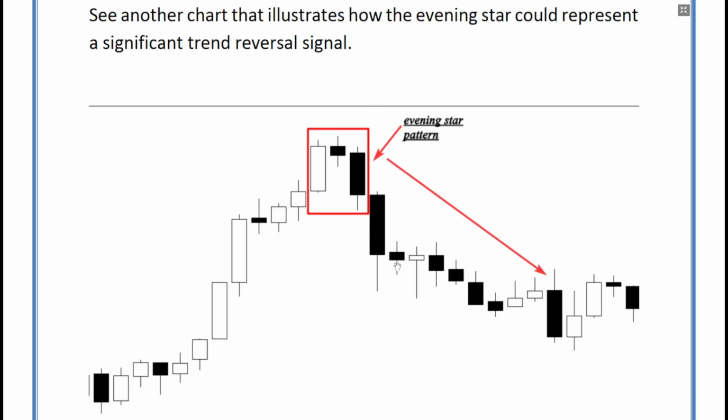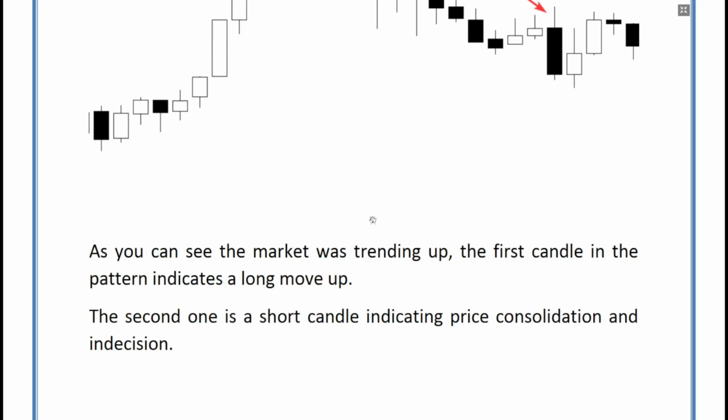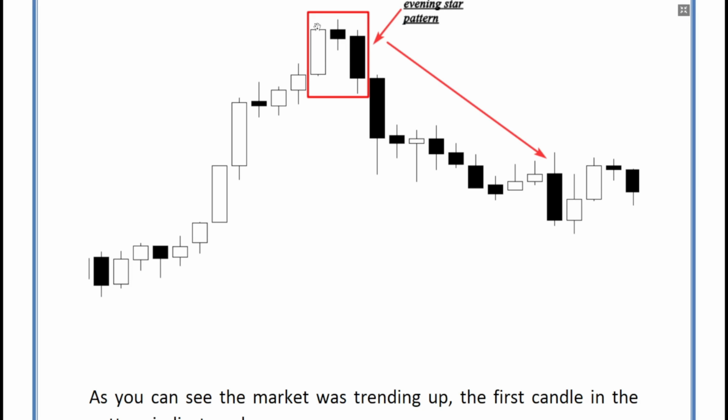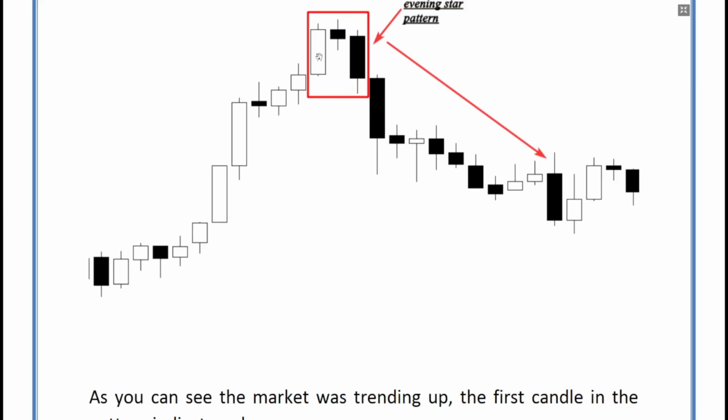First of all, make sure you have all seen how this pattern looks, so that you don't get confused. That is how it looks like. As you can see, the market was trending up. The first candle in the pattern indicates a long move up, which also means an upward trend. The second one is a short candle, all right, indicating price consolidation and indecision. What candlestick usually signifies indecision? It is a doji candlestick.